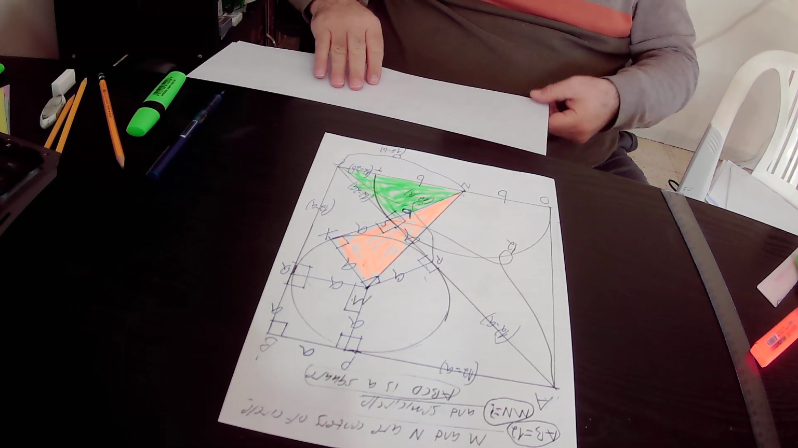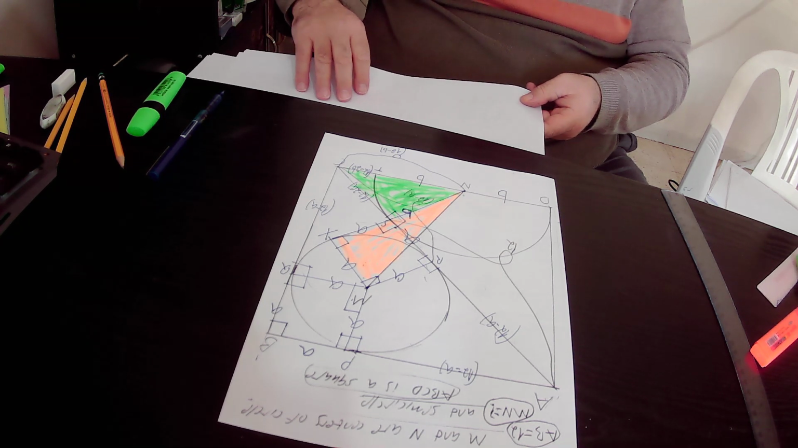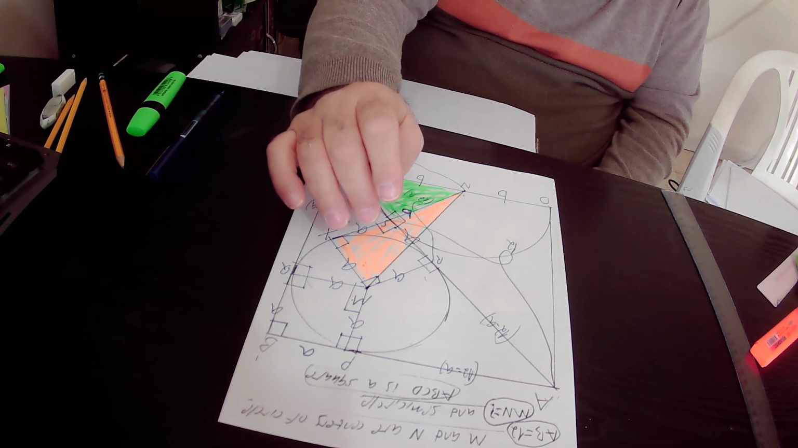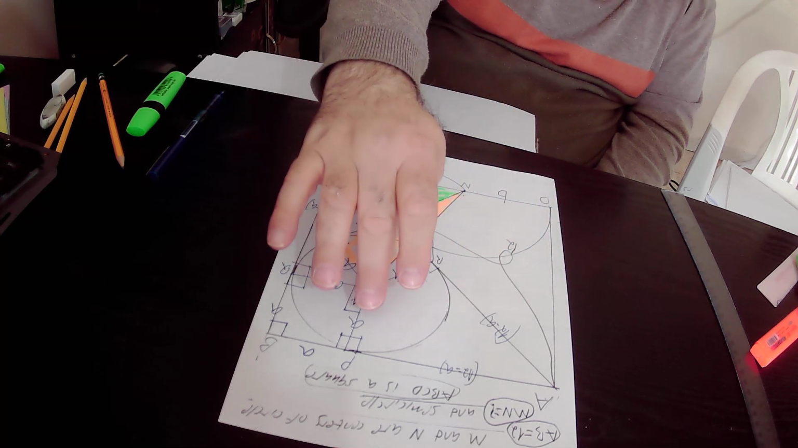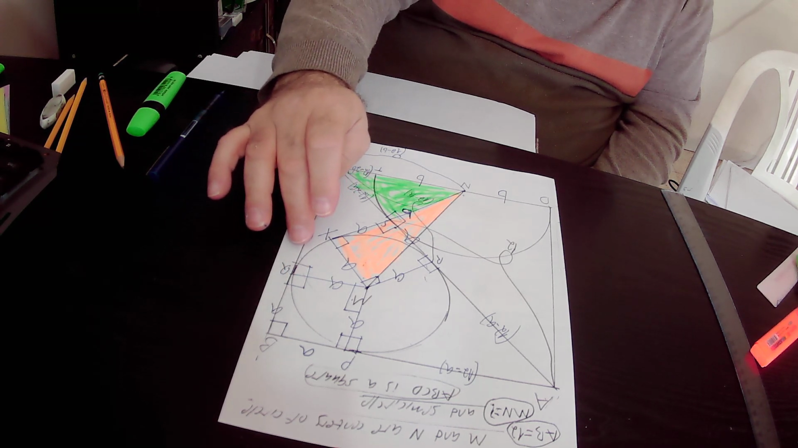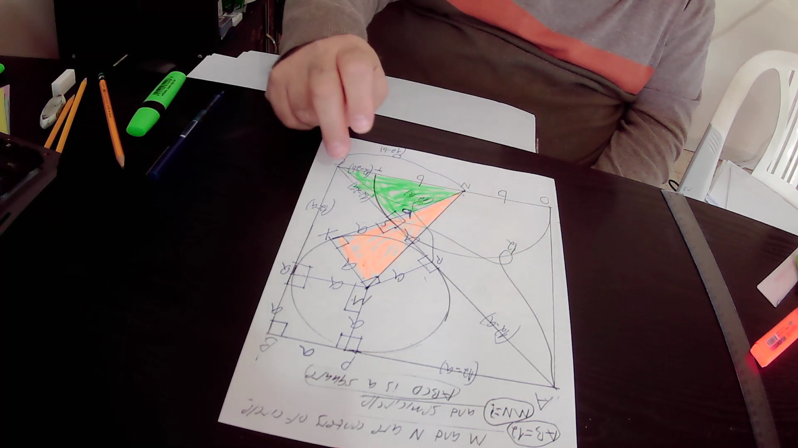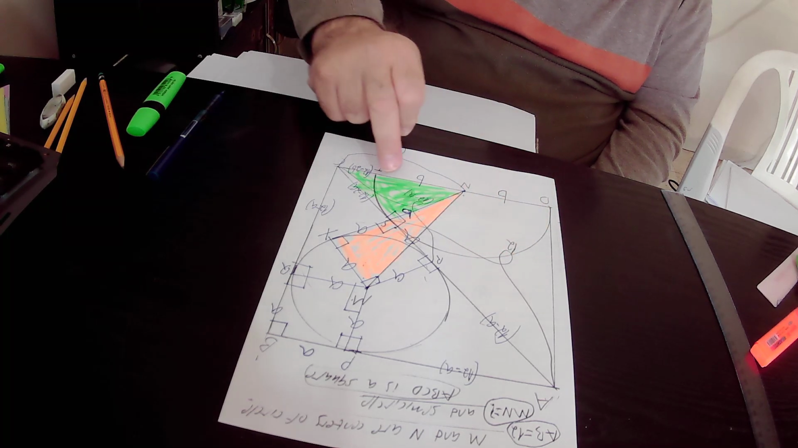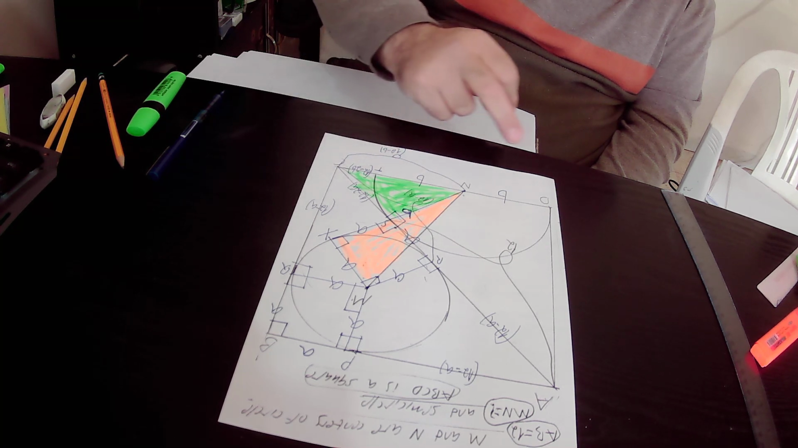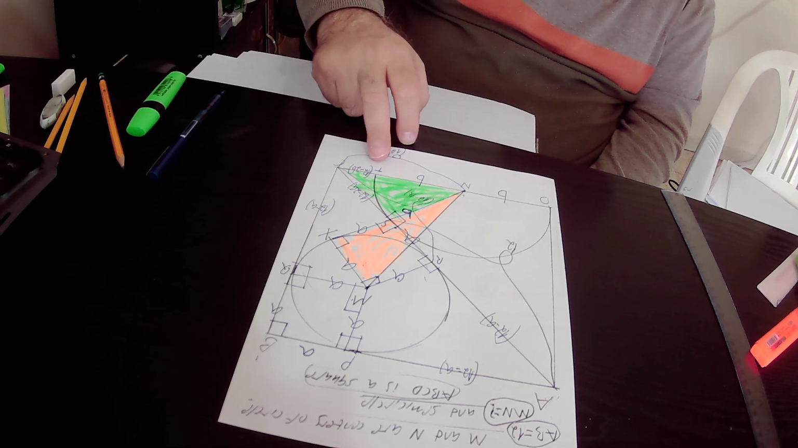So, first of all, we define the point of tangency of tangent AB with this circle as point P. We define the point of tangency of tangent BC with this circle as point Q. We define the point of tangency of tangent AC with this circle as point R. We define the point of tangency of tangent AC with the semicircle as point S, and we define the touching point of the semicircle with side DC as point T.